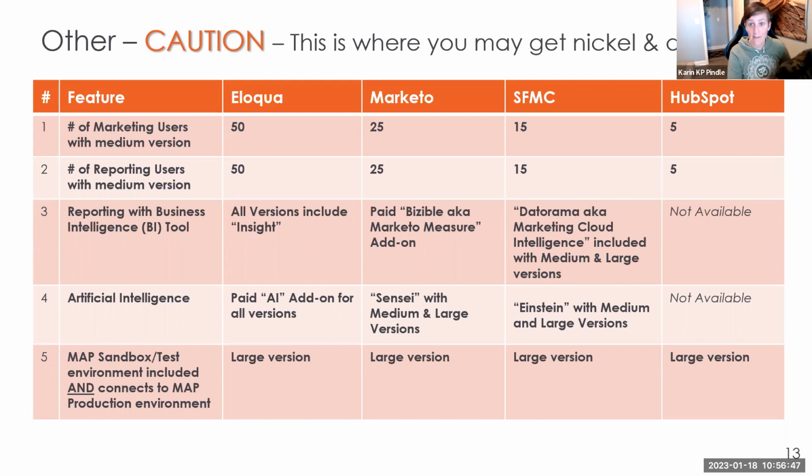HubSpot does not yet, for their Marketing Hub, have AI functionality. I believe they do for their CRM. And then the last thing here is the marketing automation platform has a sandbox available, or a test environment, if you will, and it connects to the marketing automation platform production or live environment. So all of them have the ability to have a test environment and connect it to production.